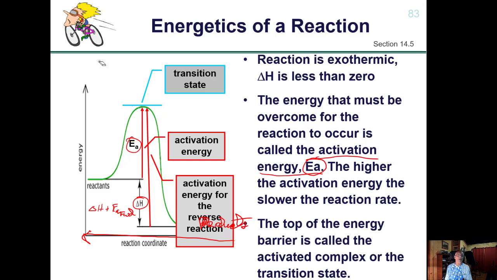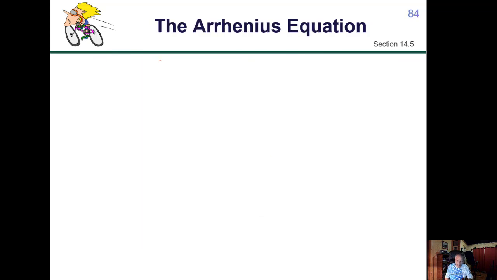I want you to remember that activation energy is always endothermic. Okay, so it's always going to be endothermic, which means it always has a positive delta H. If you compute an activation energy for any reaction and it's negative, you're wrong. It's always positive. All right, let's take a look at the Arrhenius equation.